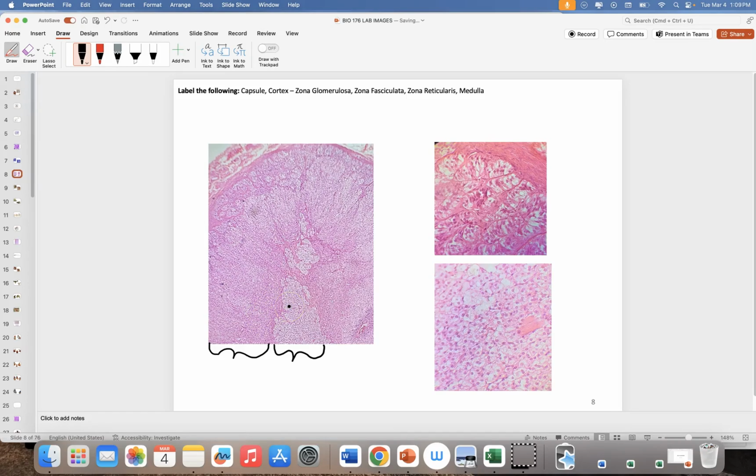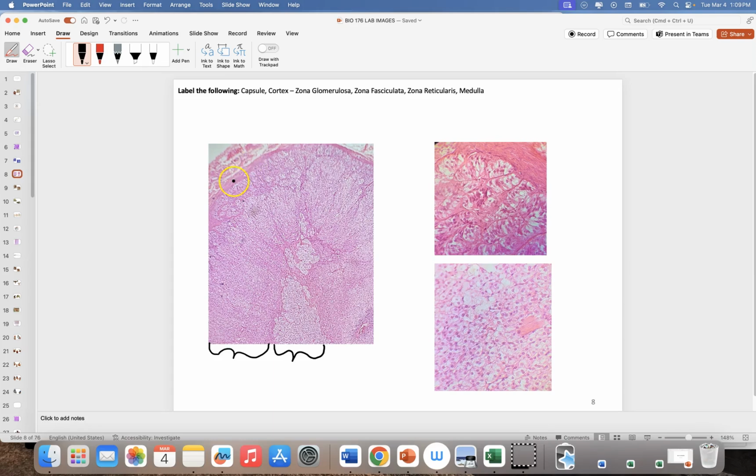What we have here is the histology of the adrenal gland. What I've done is I've included a picture that's going to allow us to see both the cortex and the medulla, and then I've taken a few sections of the cortex and blown them up, just so that we can see them a little bit more easily.